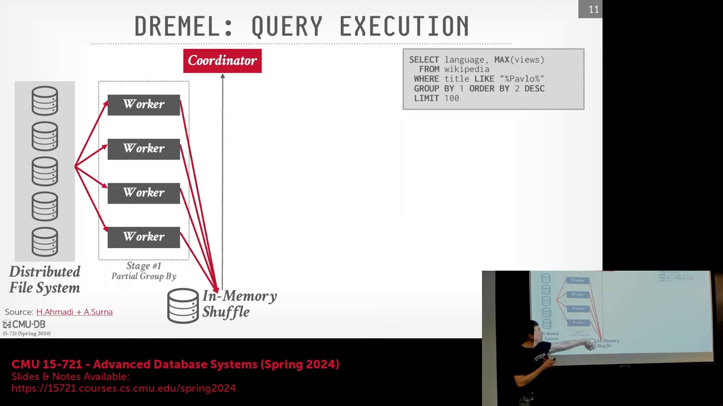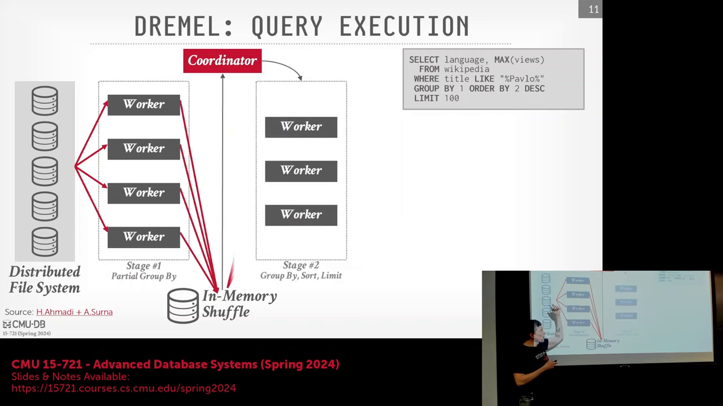And then the shuffle node can send additional metadata about the data it saw for this first stage of this query to the coordinator. The coordinator can decide on the fly how many workers it should use for the next stage, and it submits that request to the scheduler. The scheduler then fires up these workers, and these workers are going to pull data from the in-memory shuffle. So they're not going to communicate from one worker to the next across the stages. They're always going to use this in-memory shuffle as an intermediary.